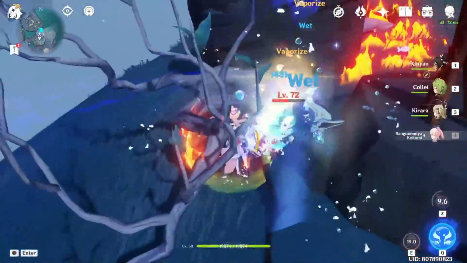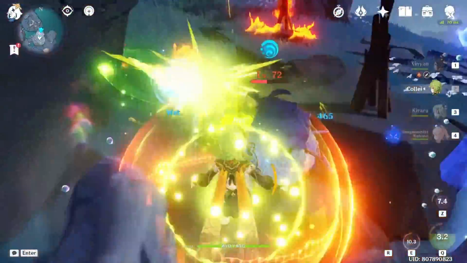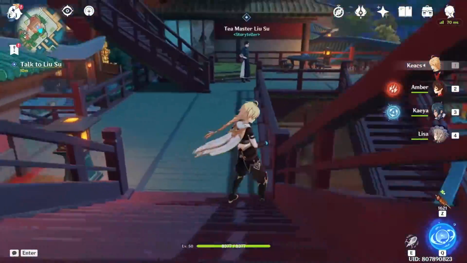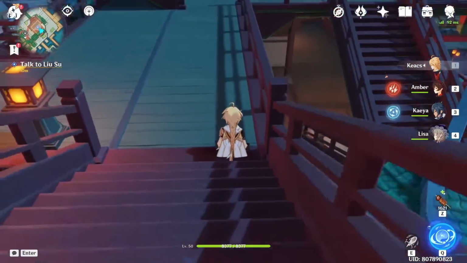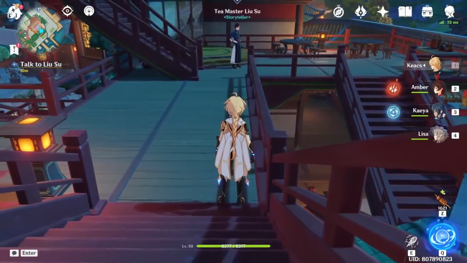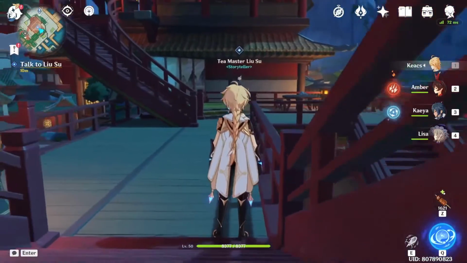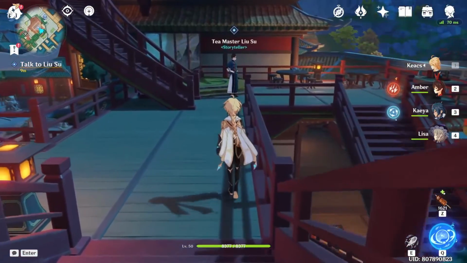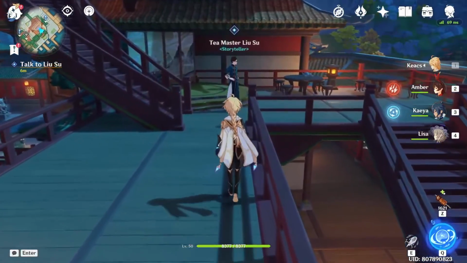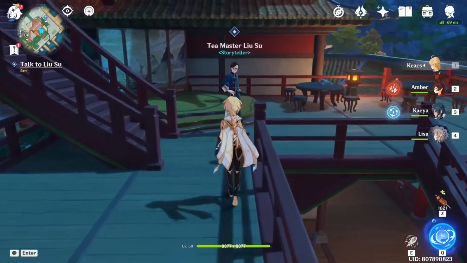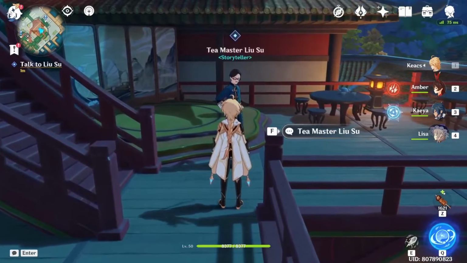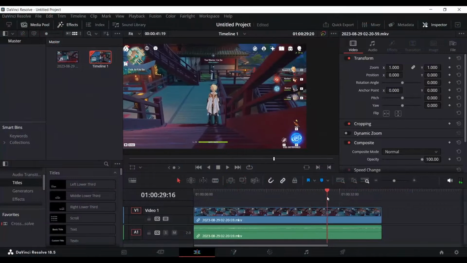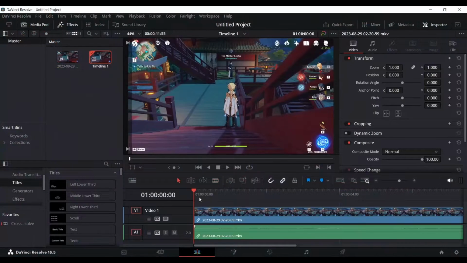For the procedures, it depends on the motion we're doing. Let's start off with the walking and jogging speed measurement procedure. 1. Position the player at the stairs as shown. 2. Start recording the video. 3. Look directly at Liu Su. 4. Move towards Liu Su. 5. Keep moving for a bit after the prompt to talk to Liu Su appears, then stop. 6. Stop the recording. 7. Go into the editor and measure the time taken to travel the distance.